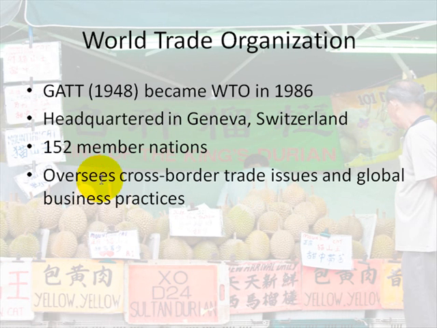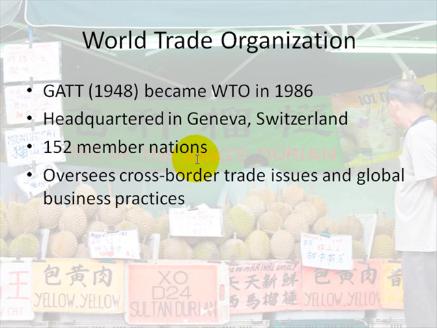Now there's one worldwide organization that I want to talk to you all about, and I want you all to know about for the exam. That's the World Trade Organization. It's also called the WTO. You'll see it abbreviated WTO. What started out as the GATT, which is the General Agreement on Tariffs and Trade, in 1948, gained momentum over the years, and then it evolved into the World Trade Organization in 1986.